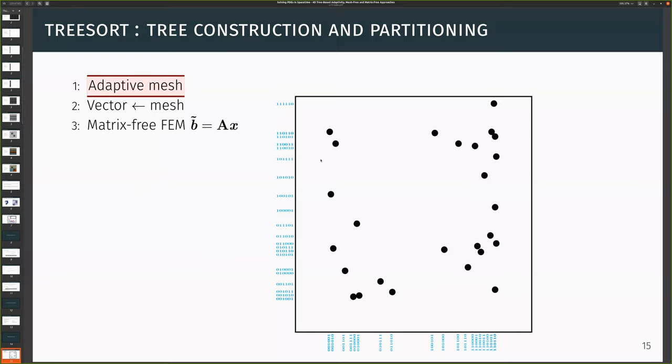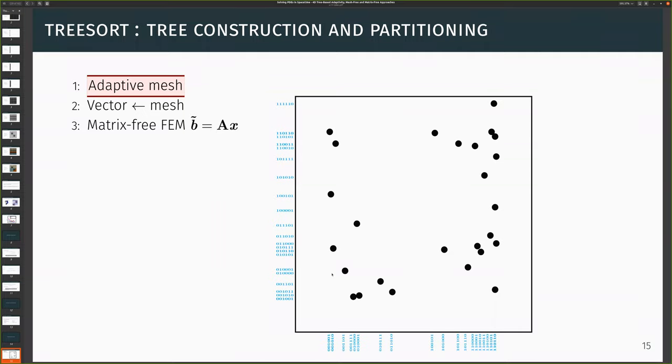Okay, so what would our algorithm look like? Mainly our algorithm is based on something called TreeSort, where we do this mesh generation and partitioning in parallel. We have three main steps in this computation. We need to be able to generate an adaptive mesh, and then we should be able to define vectors on this mesh, like on the grid points, so the number of unknowns. And then we should be able to compute the matrix-vector product, so we can use some iterative solving technique to solve for the solution.